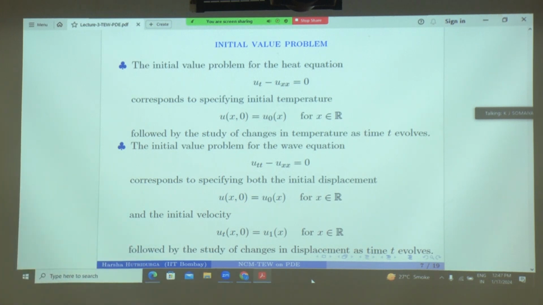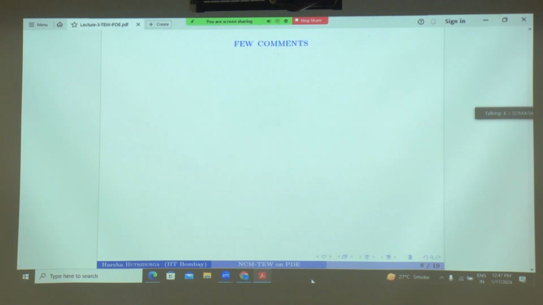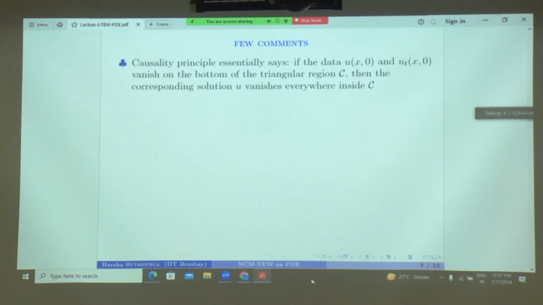So the causality principle says, if in your initial value problem the data vanishes on an interval, there will be a triangle in which the solution will be seen. These are the few comments that we would like to make. The causality principle essentially says that if the data u of x comma 0 and u_t of x comma 0 vanish on the bottom of your triangular region, your displacement u is 0 in the entirety of your triangular region. So this is what the causality principle is telling you.